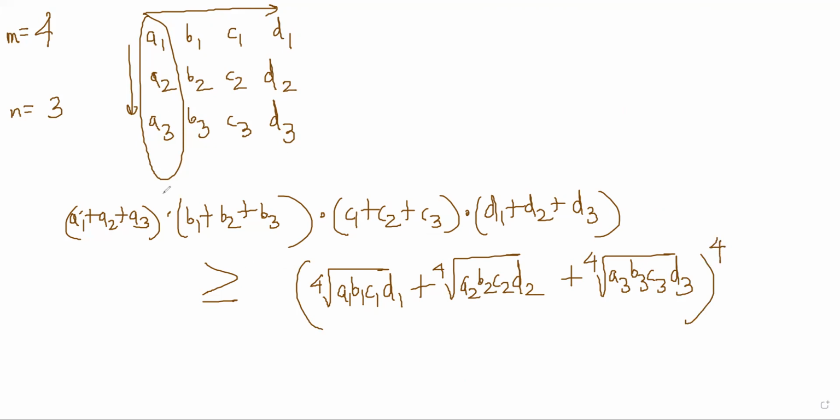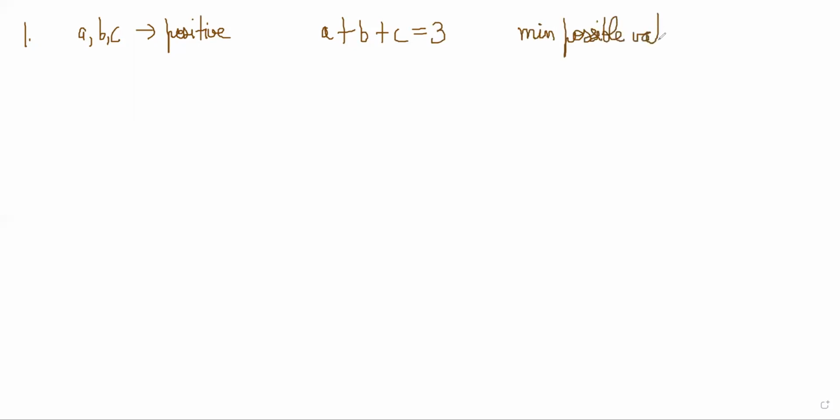So let's get started with some applications. Let's look at some examples now. The first one is: A, B, C are positive reals, and we are given that A plus B plus C is equal to 3. We have to find the minimum possible value of 1 by root A plus 1 by root B plus 1 by root C, right?